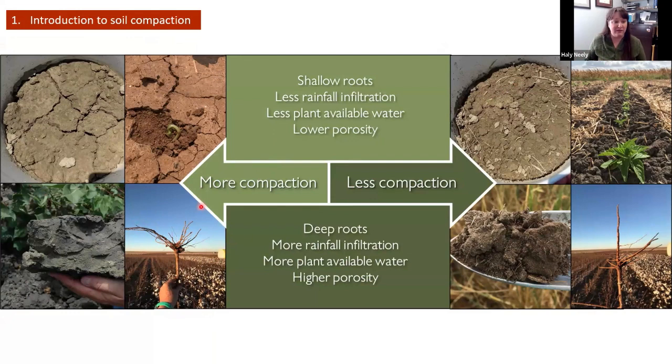Less water and infiltration, you can see that here. Less plant available water, lower porosity. Again, you can see some problems with crusting and emergence. This poor little cotton seedling grew up, hit that crusted compacted layer, and then grew right back down and did not emerge. So this is what it visually looks like when you have more compaction versus less compaction in your production fields.